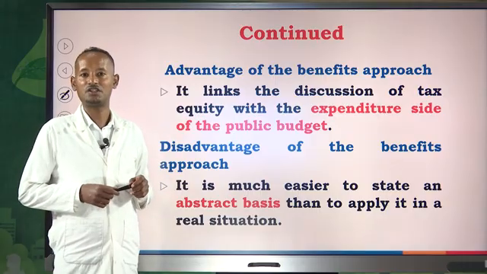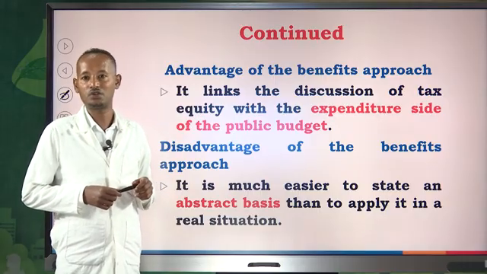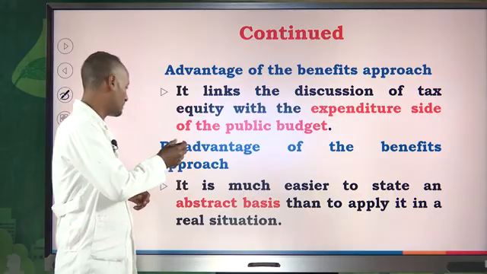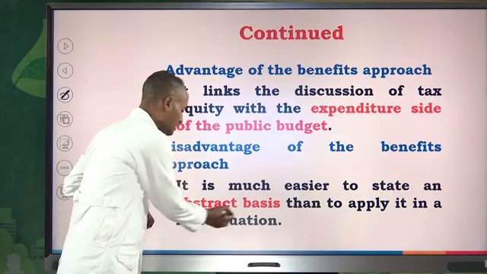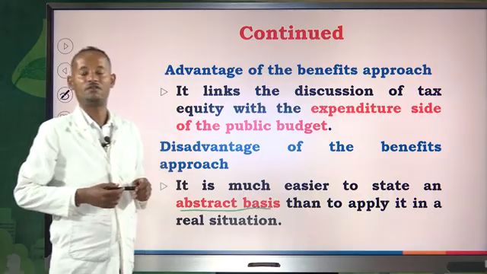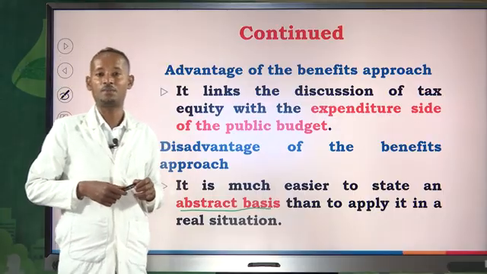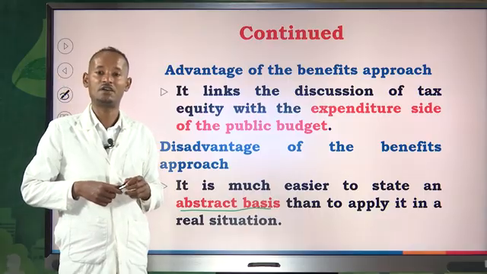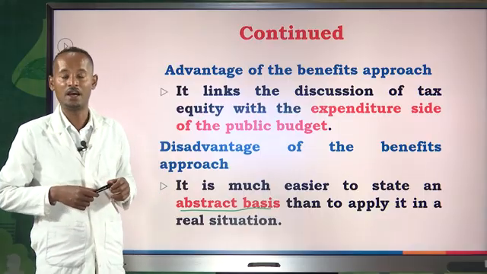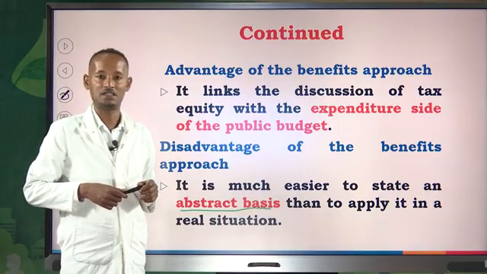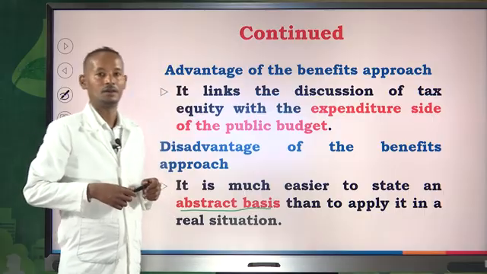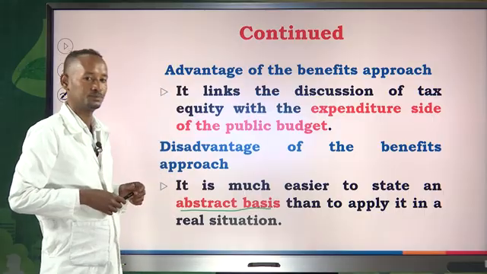When we see the disadvantage of the benefit approach, it is much easier to state an abstract basis. An abstract basis means it's difficult to monetize the value of public goods and services, or simply it is difficult to explain the benefits of public goods and services in terms of money. Hence, it is more abstract. This is the disadvantage of the benefit approach.